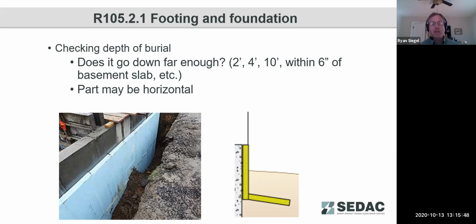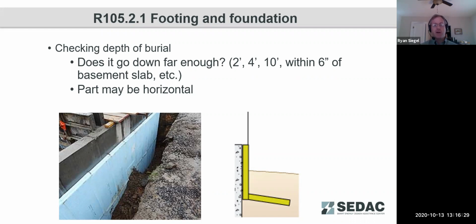So for footings and foundations, here we're going to need to check as far as does it go down far enough per the specification, whether that's 2 foot or 4 foot. Code also calls in some areas to have that wall insulated all the way down to at least 10 feet. We will note there is an Illinois amendment on some of those where it's to within 6 inches of the floor. Some of that may be to aid in moisture evaporation and prevention of saturation.